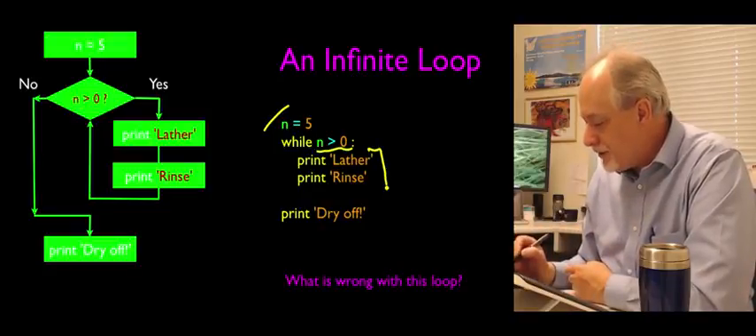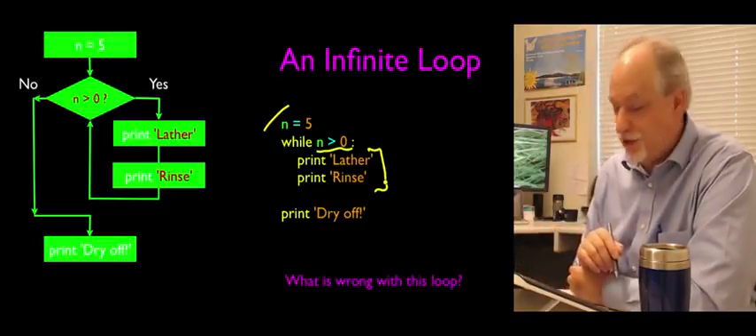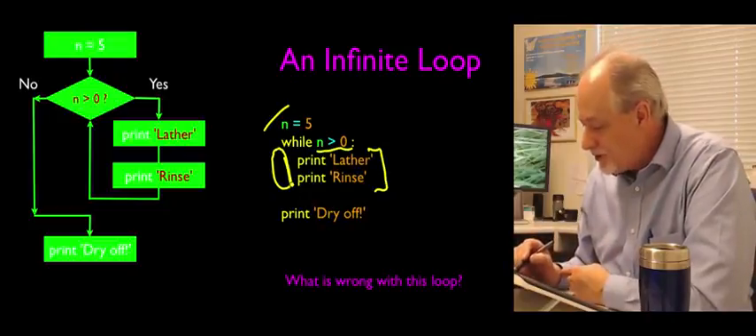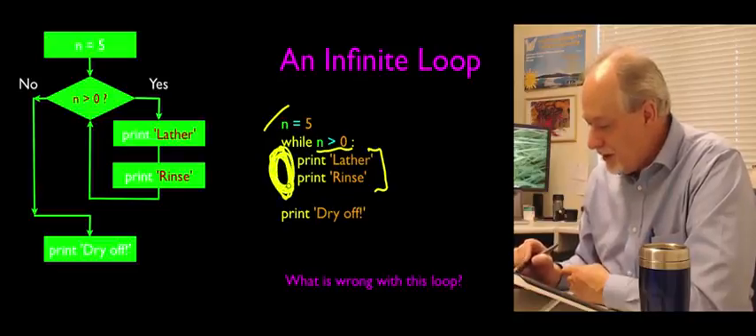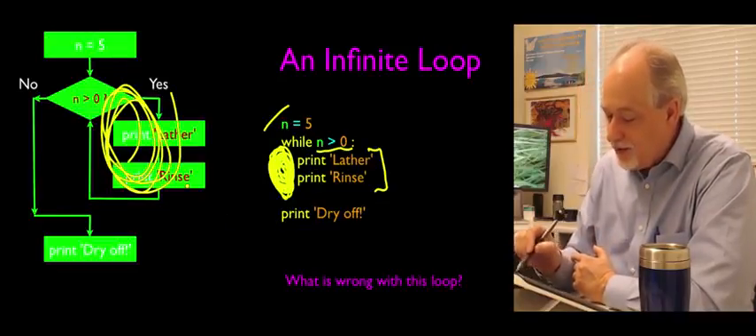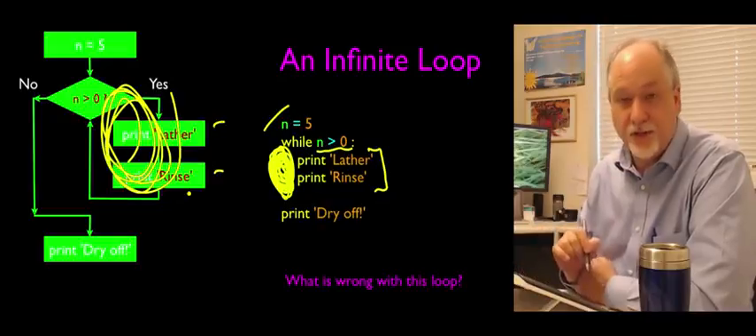But the problem is we don't change n in the little block, which means it's going to come back and n is going to be 5. And then it's going to run this, and it's going to be 5. And then it's going to run this, and it's going to be 5. And so this is an infinite loop, which means this loop will never exit. It will never get out. It's just going to run forever in here because n's not changing. Neither of these statements change n.